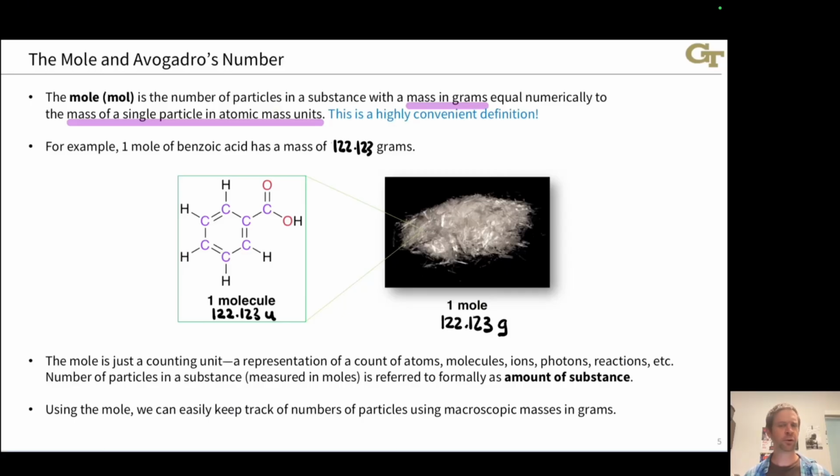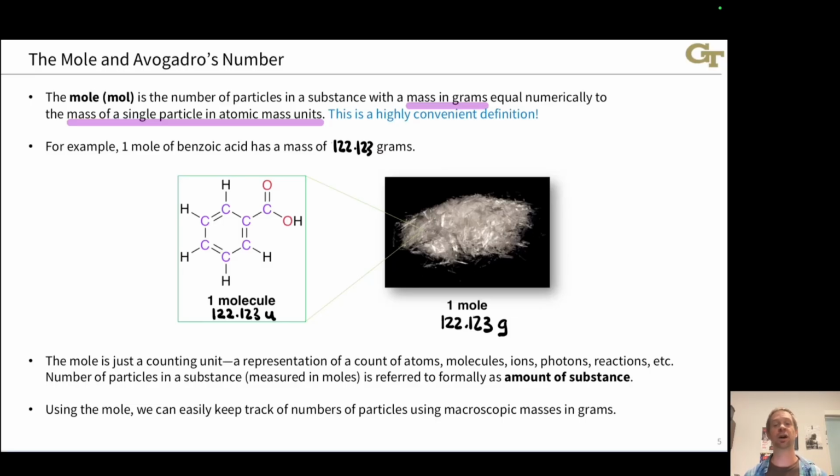1 mole of benzoic acid has a mass of 122.123 grams, and if we zoom in on a single molecule of benzoic acid, a single molecule has a mass of 122.123 atomic mass units. And the mole is a counting unit. If it helps, think of it like a dozen. A dozen corresponds to 12. A mole corresponds to 6.02 times 10 to the 23rd. Doesn't roll off the tongue quite as easily, but conceptually, it's exactly the same.